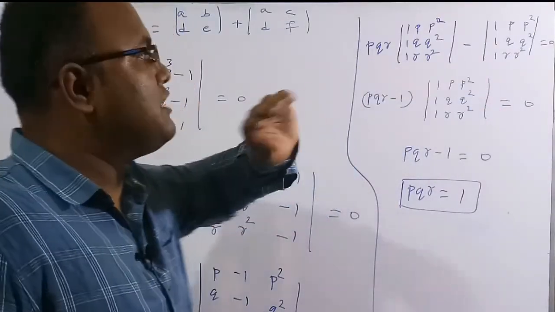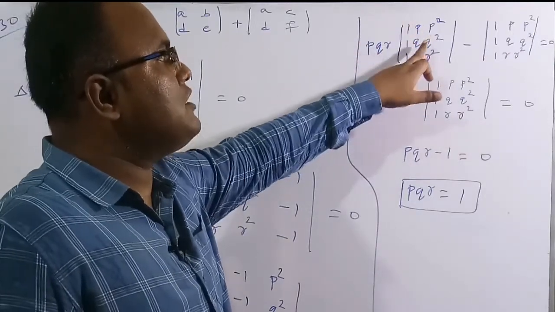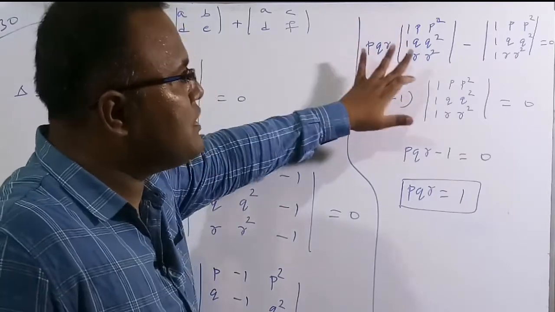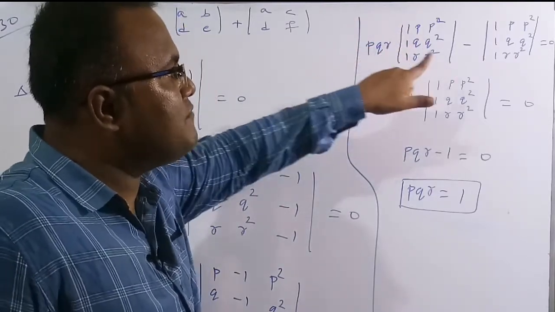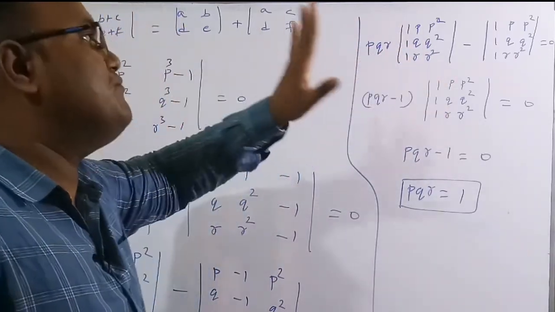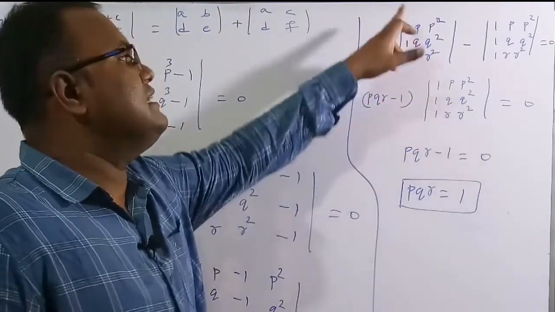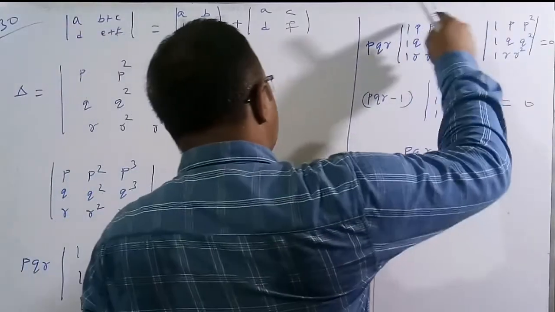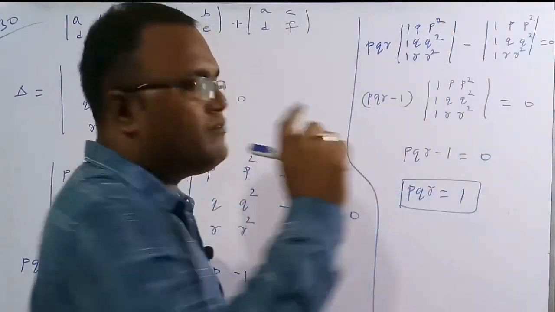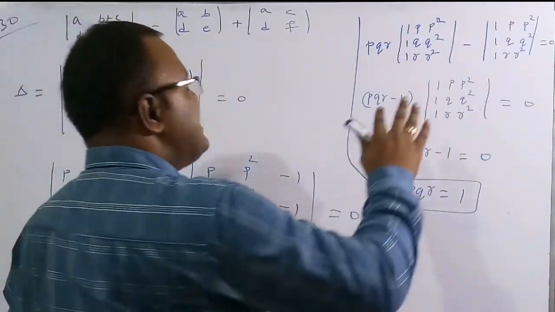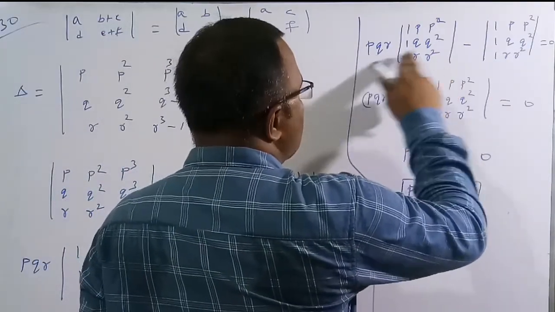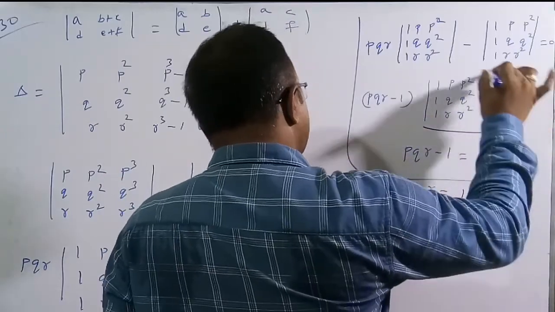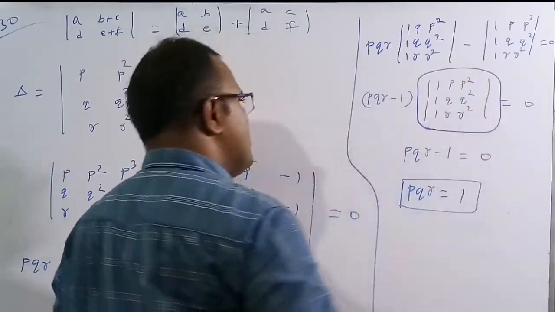If you see carefully, the question gives that P, Q, R are always different numbers. If they are different numbers, each and every row is independent. Therefore this determinant is not equal to 0; it is going to give some finite value. So I am going to take this as a common value, so PQR minus 1 into this determinant is equal to 0. Because P, Q, R are different numbers, the determinant is not equal to 0.